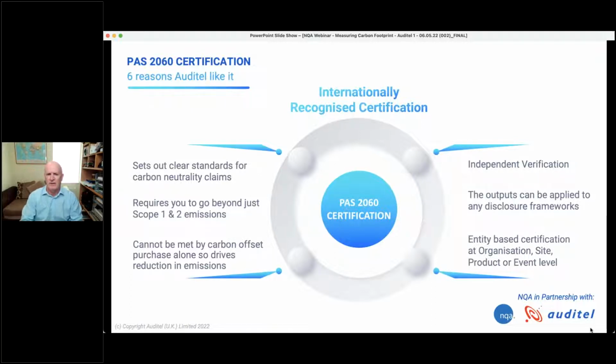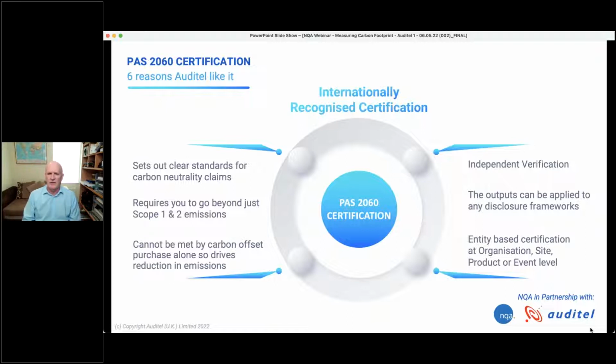There are a number of reasons here that appear on the screen that we believe make it the right standard to be working towards. It clearly sets out a standard for carbon neutrality claims, and by reading PAS 2060 and following the standard, you are going to achieve carbon neutrality, verified carbon neutrality that has been validated and verified by a third party. Yes, it allows for your own self-certification. However, we would always advise going for third party independent verification, because that is going to mitigate any chance of you being accused of greenwashing. It means that all the data that you have collected has been verified and validated by a third party.